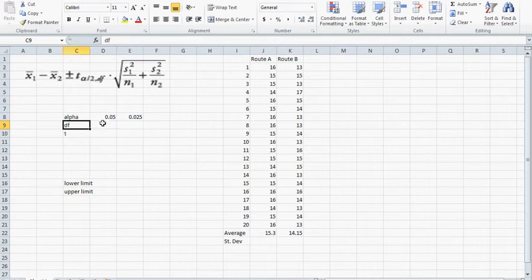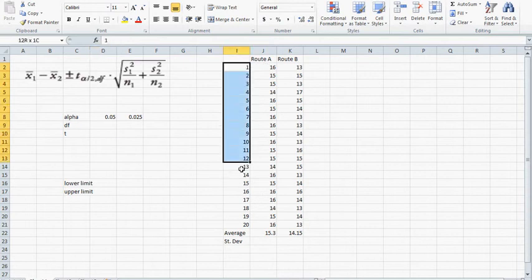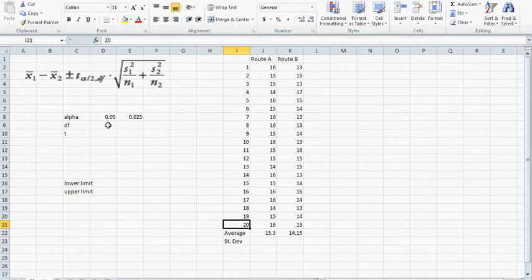Degrees of freedom is also very easy to get. All you want to do is look at the number of samples you have, whichever is less for the two routes. So in this case, I have 20 for both of them. Let's say I had only 15 for A, I would be looking for that one. So the lower number, in this case, is 20 for both. So I'll use that. And to get degrees of freedom, you just use that number and subtract 1 from it. So 20 minus 1.